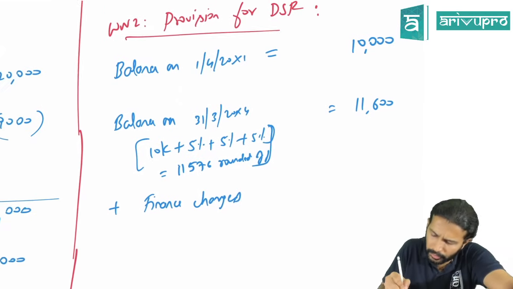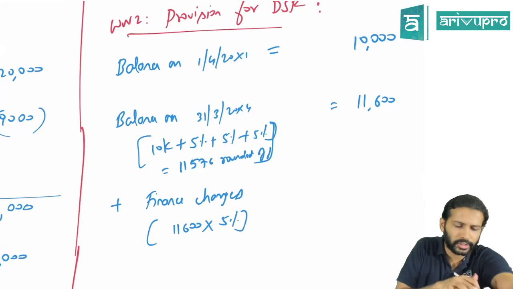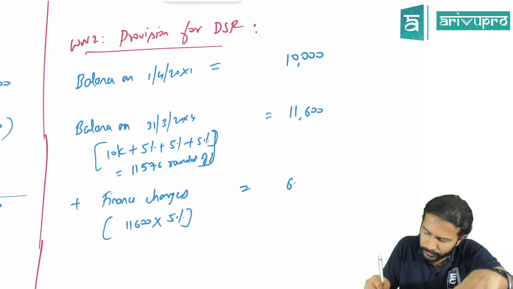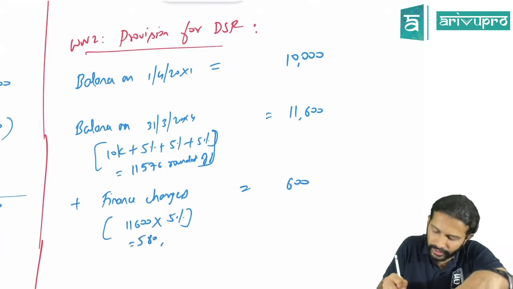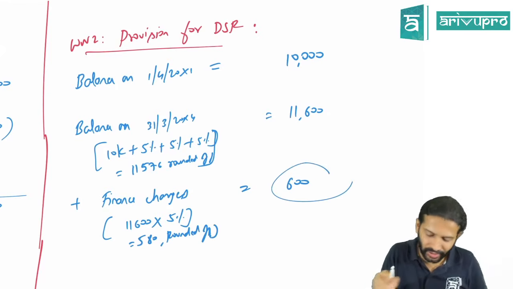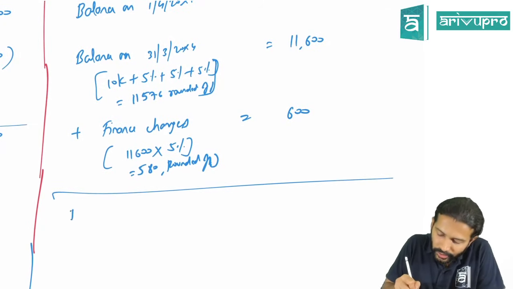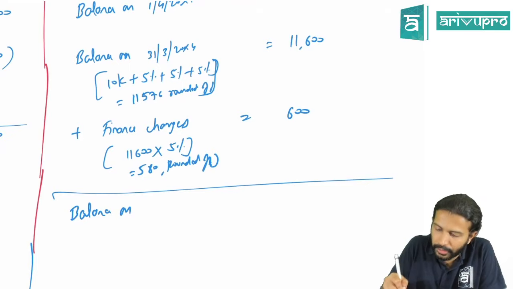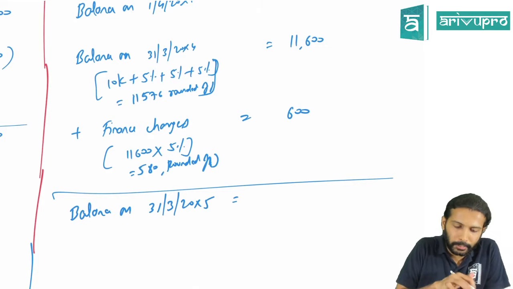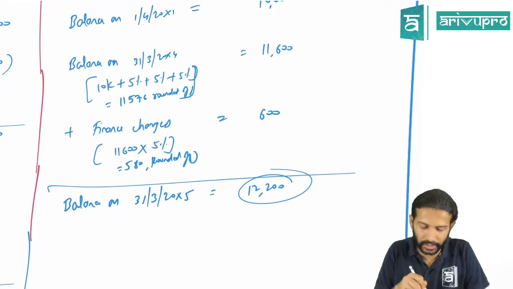So finance charges here will be what? 11,600 at 5% if you calculate. 11,600 into 5%, it will become 580. They've rounded off to 600. Actually, you're going to get 580. This is rounded off. Don't worry about that. As I said, in examination, you can take the actual value 580 only. Absolutely no problem. So once you do this, you're going to get provision for DSR balance on 31st March 20x5. 11,600 plus 600 if you do, you're going to get 12,200 rupees. This is the provision balance.